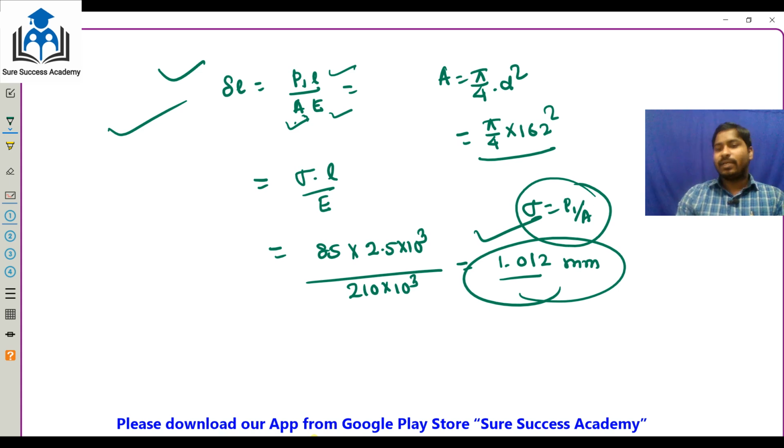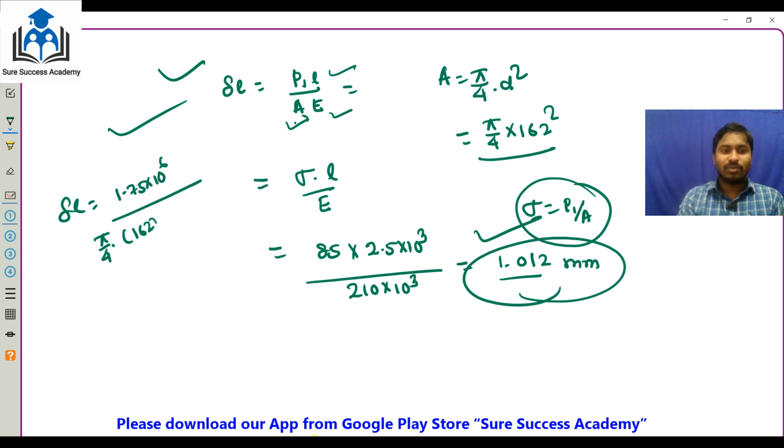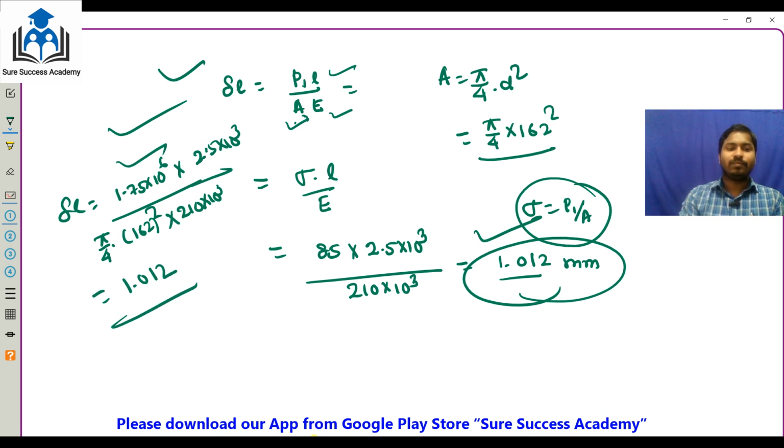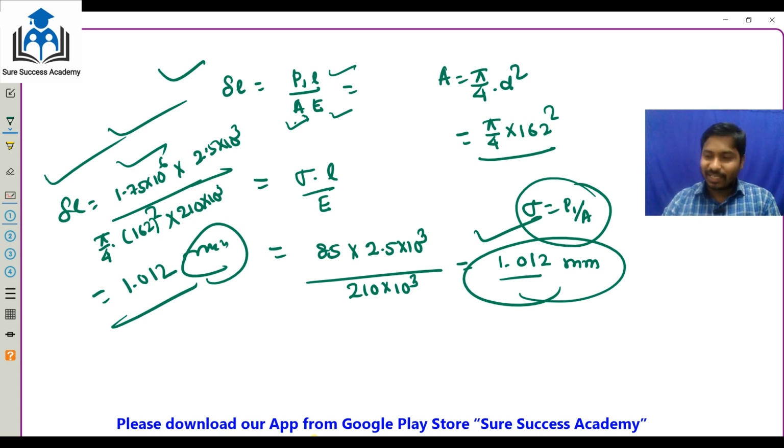Or you can tell delta L is equal to P, 1.75 into 10 to the power 6, divided by pi by 4 into d square, with d equal to 162, into E, 210 into 10 to the power 3, into L, 2.5 into 10 to the power 3. You can do this calculation also, and you get 1.012 mm. In this way you have to do the designs.